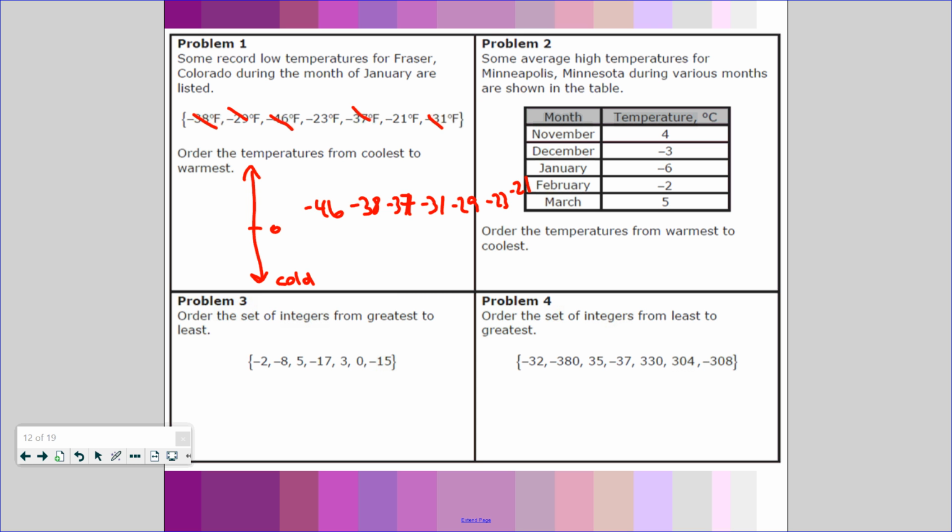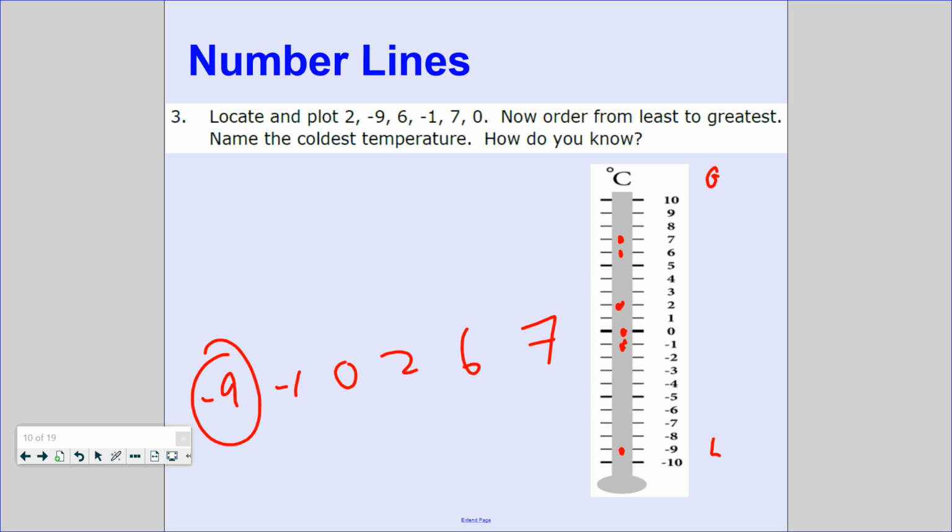Problem number 2. Some average high temperatures for Minneapolis, Minnesota during various months are shown in the table. Order them from warmest. So if this is cold, the opposite of cold is warm. So we're looking for the most positive number of all. Well, it's 5, then 4. So which one is closer to the positive side? Negative 3, negative 6, negative 2. Negative 2, negative 3, then negative 6. If you look at this thermometer right here, you'll see negative 2, negative 3, negative 6.